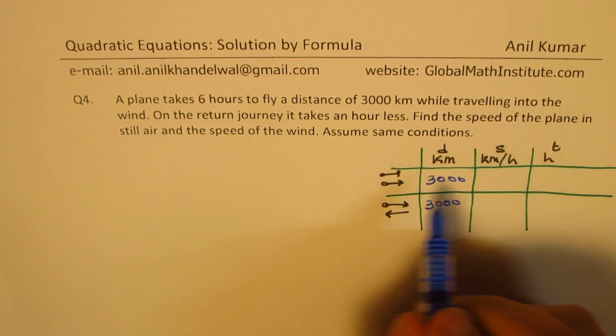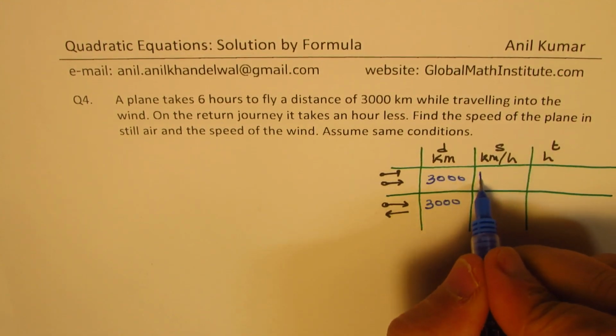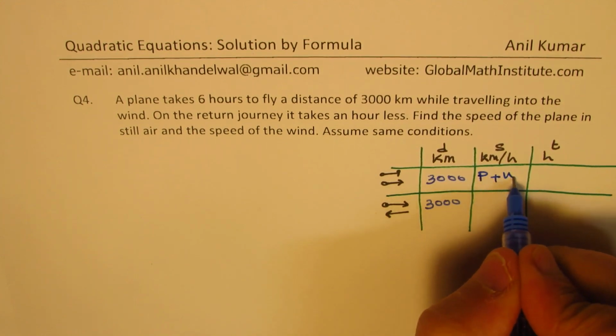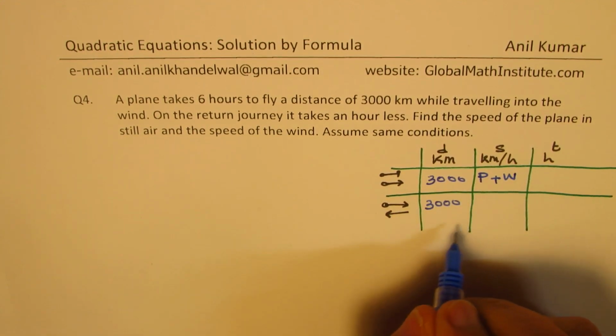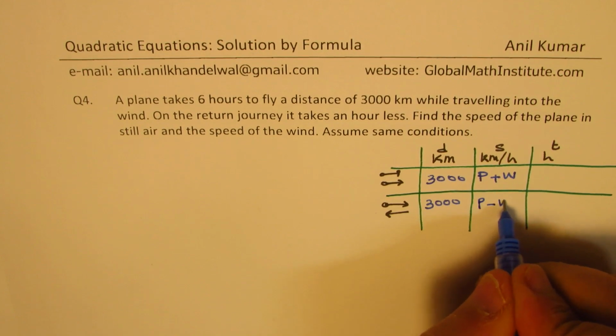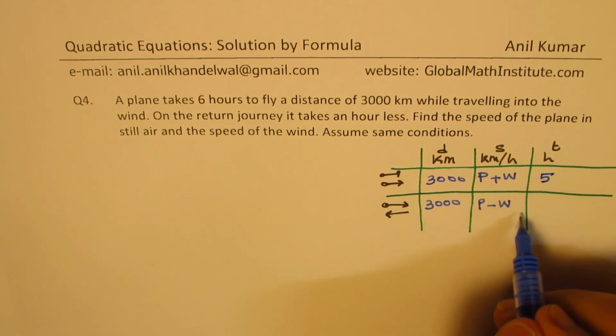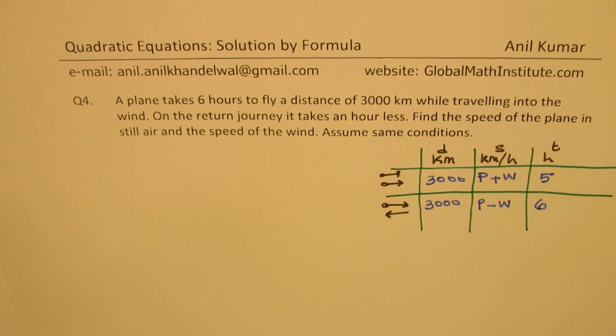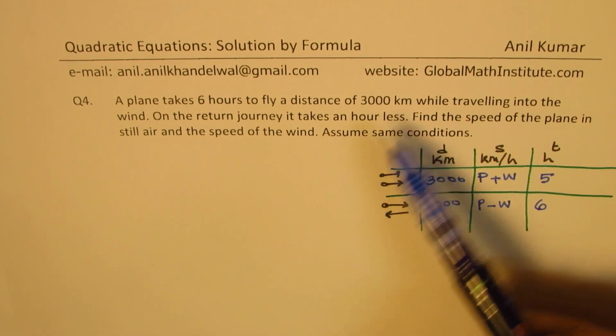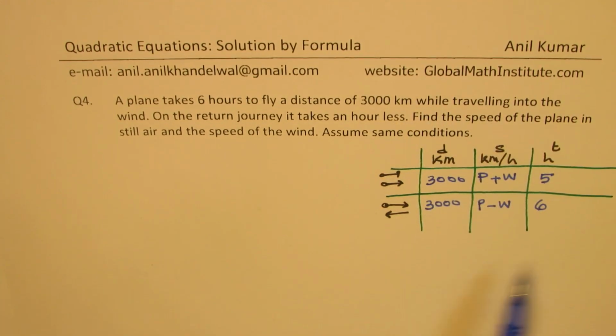Now speed, when they are in the same direction, so we say P for plane and W for wind, it adds up. Against means P minus W, right? Time taken is lesser here by 1, and here it is 6. Is that clear to you? So I kind of did the second statement first, okay? So we get our relation in this particular form, right? Now, from here, we can get two equations to solve.